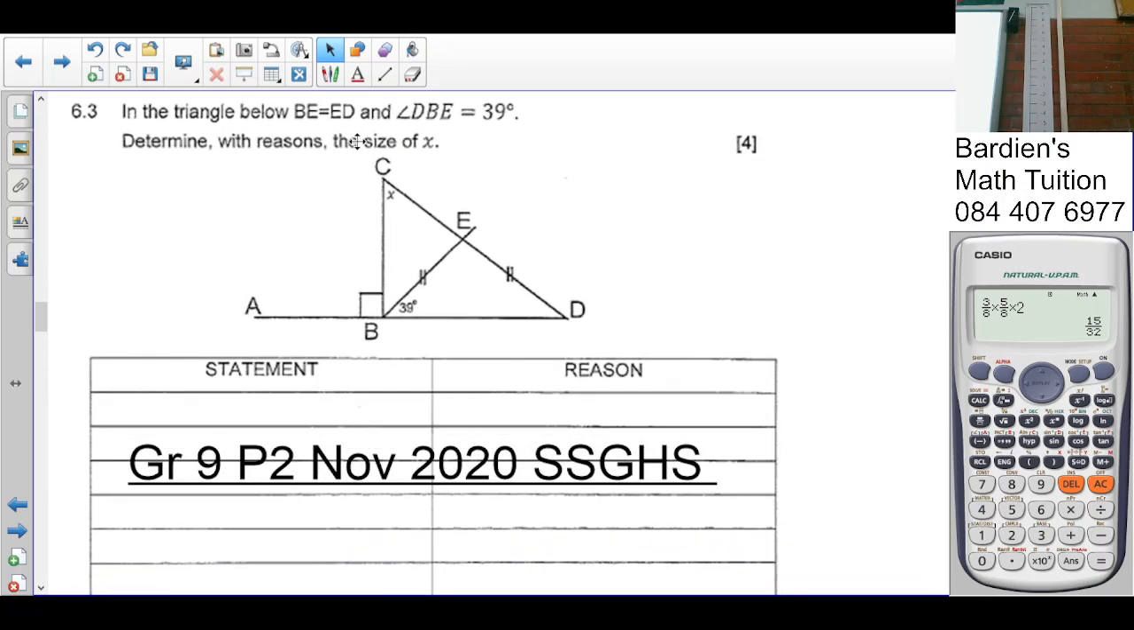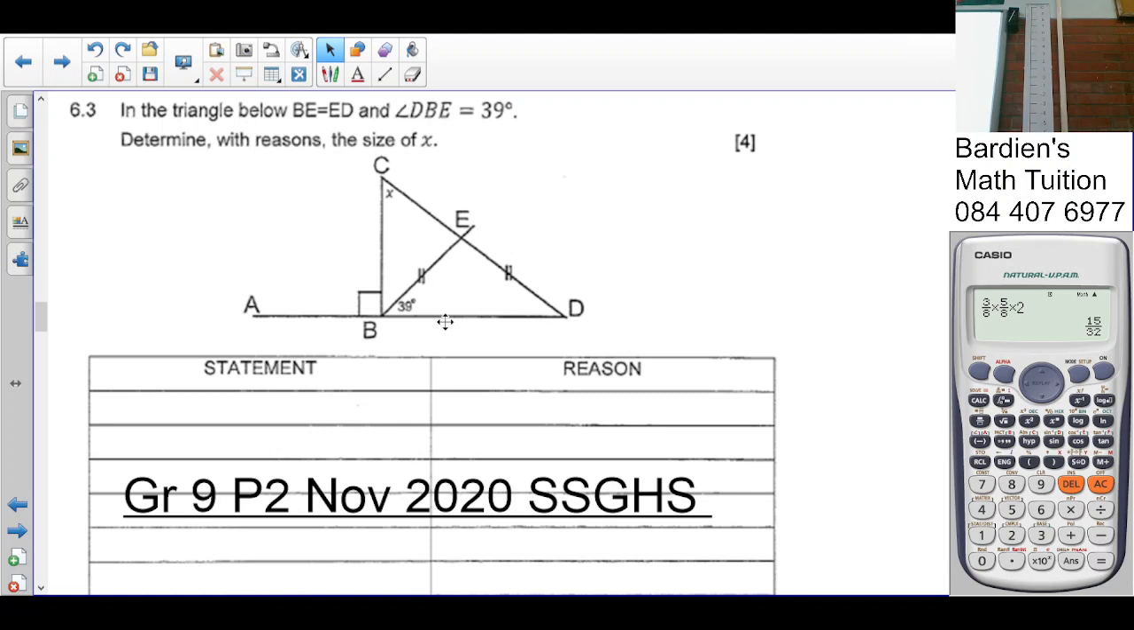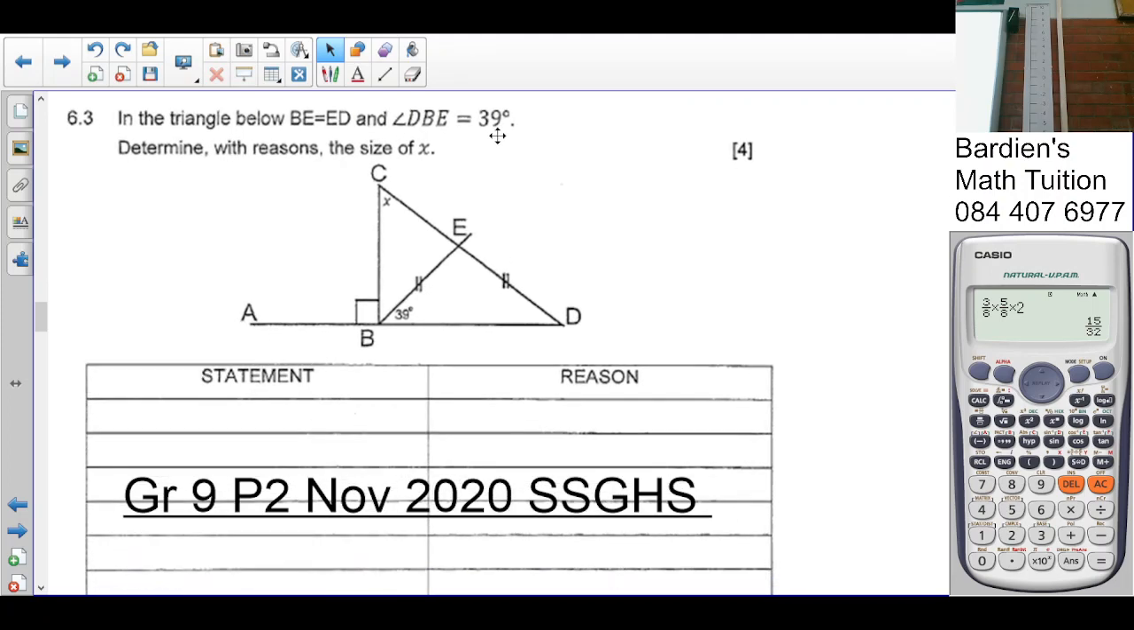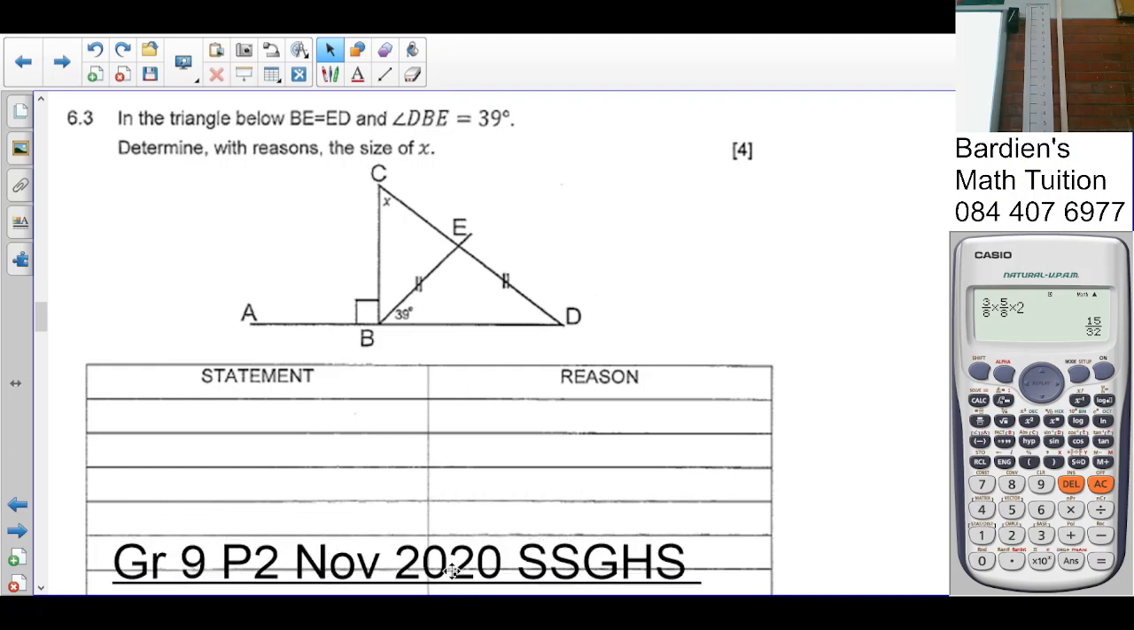People, in 6.3. You guys taking note of what's happening? In 6.3, the triangle below, BE is equal to ED. So if BE is equal to ED, what do we know? So isosceles here, and angle D is what? The same as 39. Sounds like some of you didn't even read this at home yet. For those of you saying 35. Okay, so that is 39 degrees.